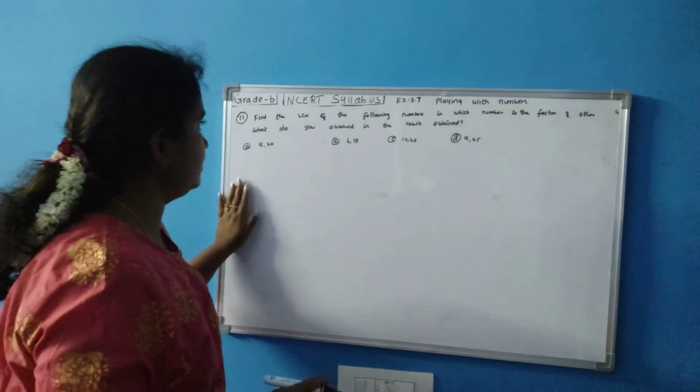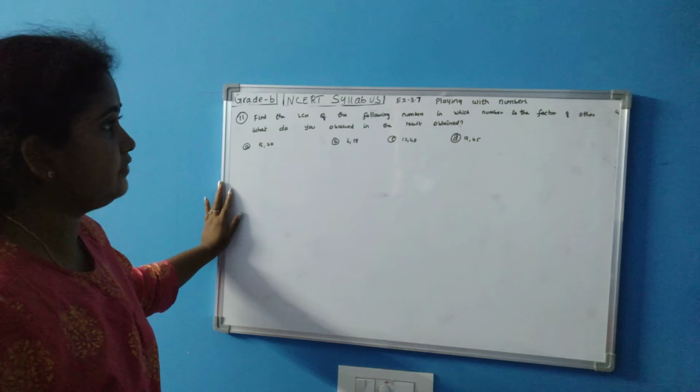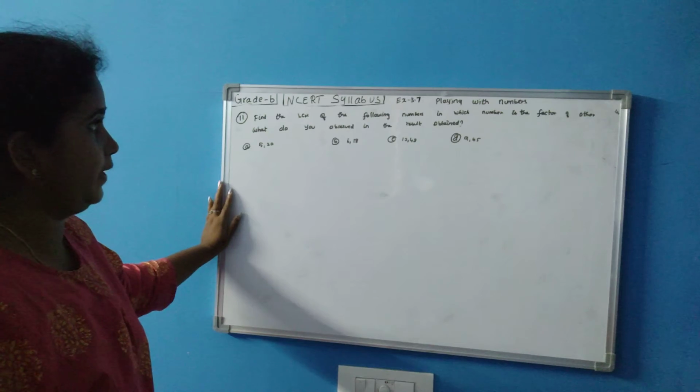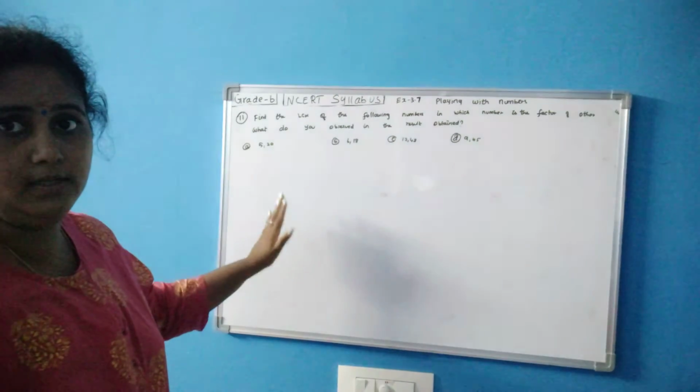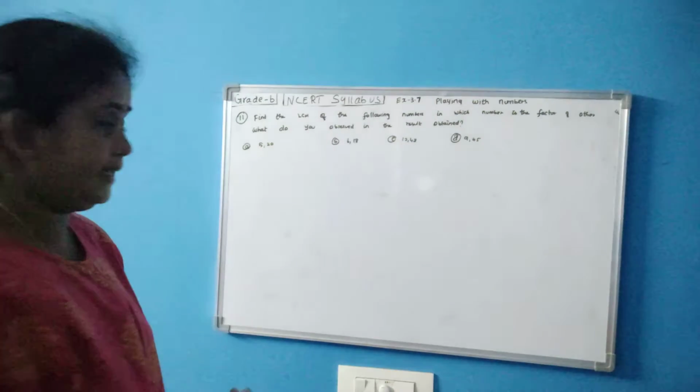So this is your last sum. Find the LCM of the following numbers, in which one number is a factor of the other. What do you observe in the result obtained? So a number is given that is a factor of the other number, they are saying. So if you solve, you will understand.